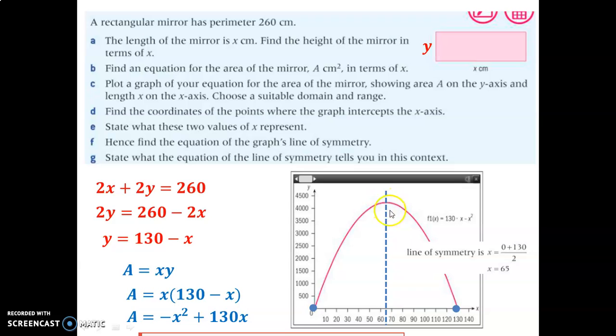So what does this line of symmetry tell us in the context of the problem? All right, the line of symmetry tells us at what x value, in other words, what length of the rectangle or mirror, will give us the maximum area. Since the line of symmetry passes through the vertex, that is our maximum point, so we can find the maximum area at that x value.